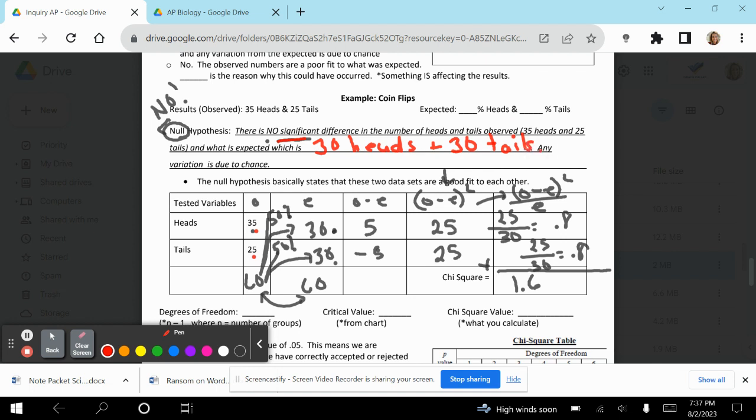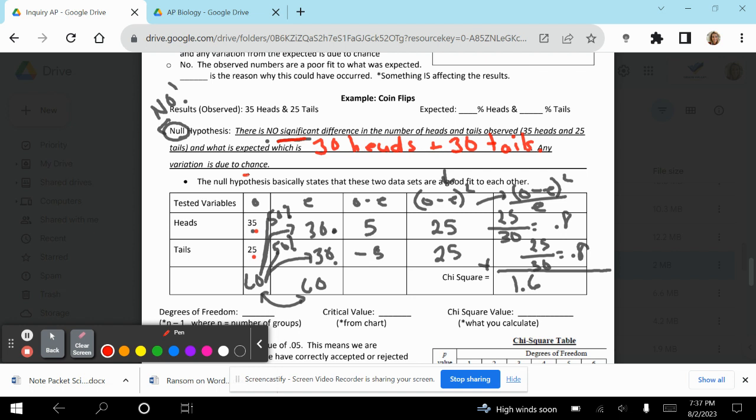Okay. So any variation between 35 and 25 compared to 30 and 30 is just due to chance. I promise we'll practice some more null hypotheses. All right, now that we have our chi-square value, let's talk about what we're going to do with that.